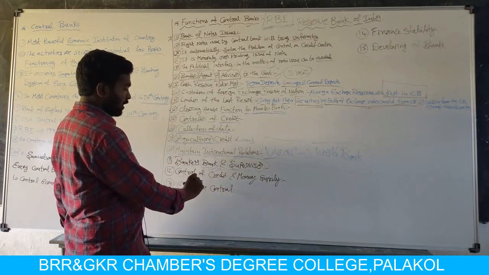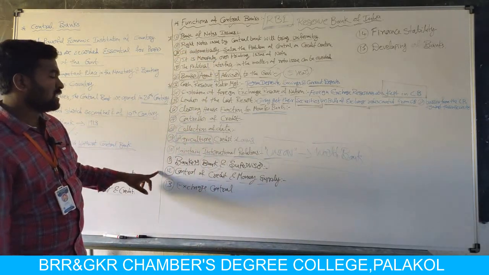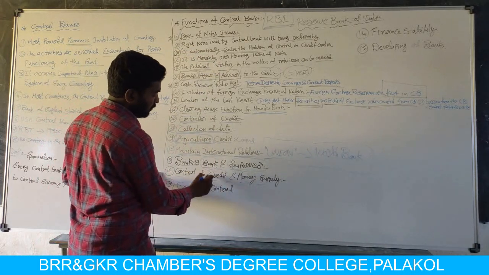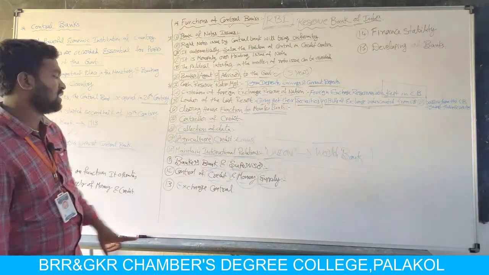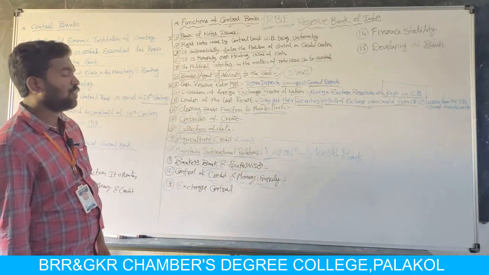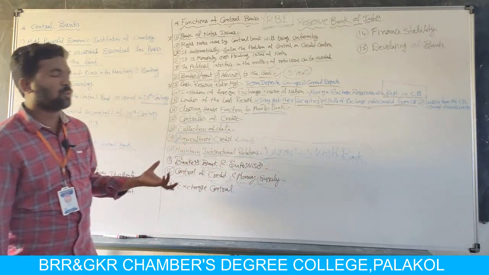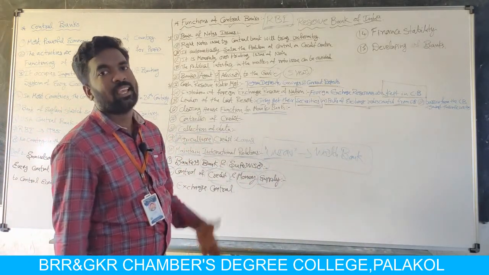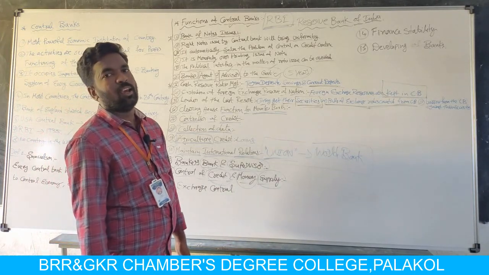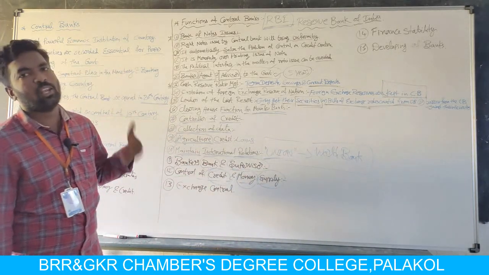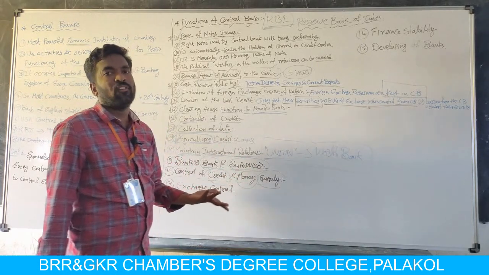Okay. Then the 12th point, control of credit and money supply. So it maintains control of credit, money and supply. These 3 points are controlled by the Reserve Bank of India. If it does not control these points, India will go into a very tough situation. Recently we are seeing the Venezuela example. Venezuela issued more notes than required, and that is why inflation increased very much.